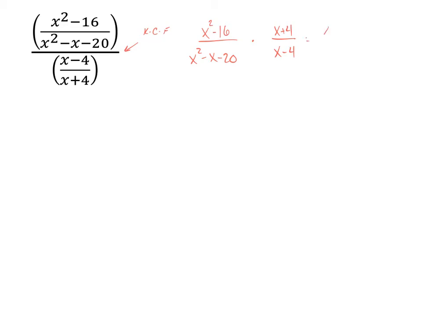Now what we're looking at is x squared minus 16 times x plus 4 over x squared minus x minus 20 times x minus 4. And the last thing we have to do is just break these things down as much as we can.